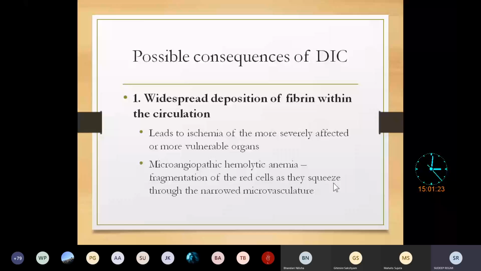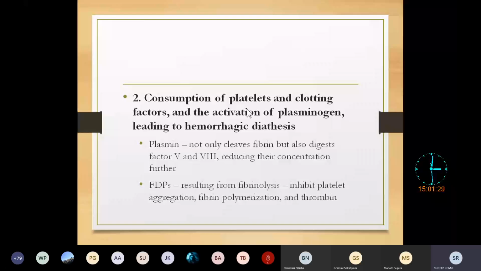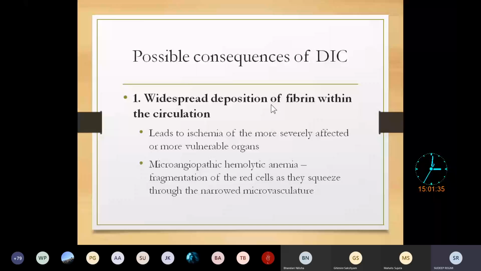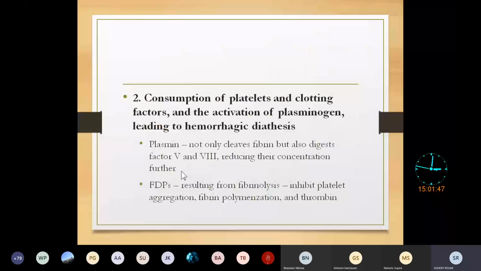And the second is consumption of the platelets and clotting factors and the activation of the plasminogen, leading to hemorrhagic diathesis. So one is the deposition of the fibrin and formation of the fibrin clot, leading to ischemia and infarction. Second is consumption of the platelets and the clotting factors and activation of the fibrinolysis, leading to hemorrhagic diathesis. This we have talked about, the plasmin and the fibrin degradation products.